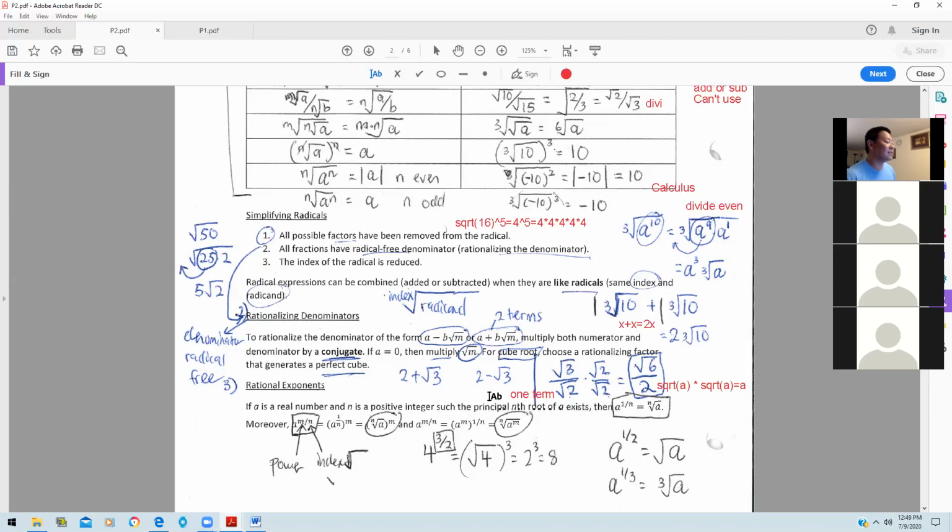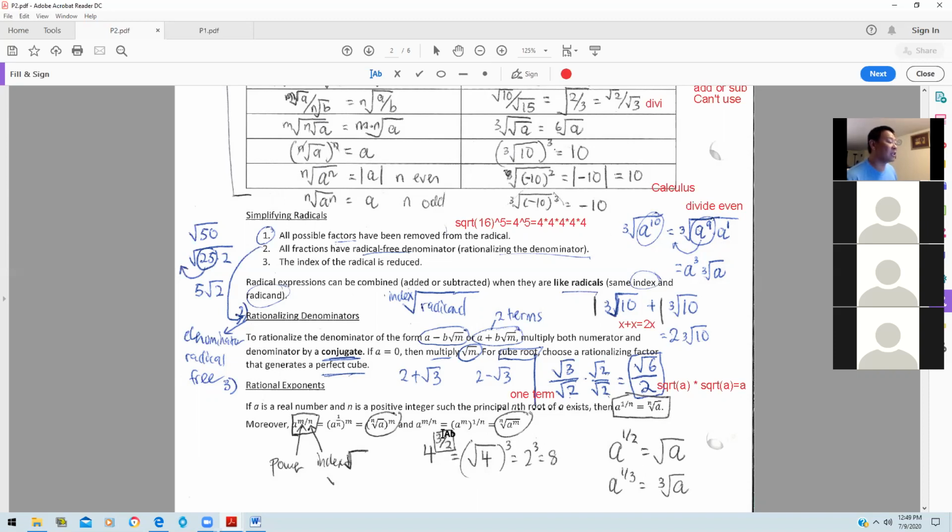And lastly, the most important part here, is changing roots to exponents. Yes, we can change all your roots to become exponents. For example, if you have a to the power of m over n, m in this case is your power, and n in this case is your index. For example, if you have 4 to the power of 3 over 2, this 2 is your square root, and this 3 is your power.